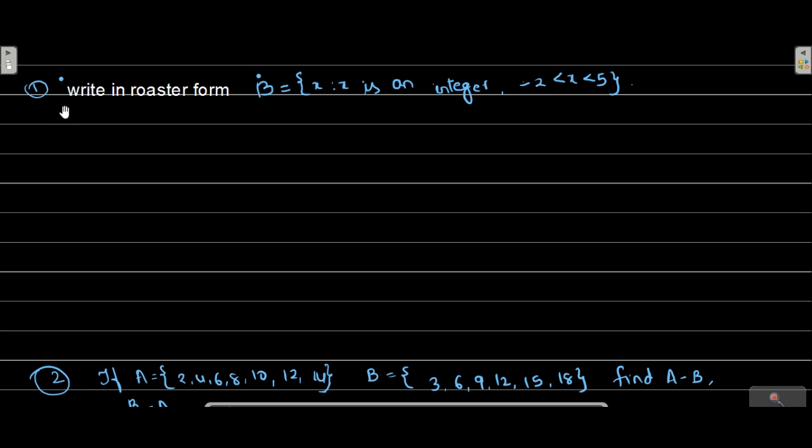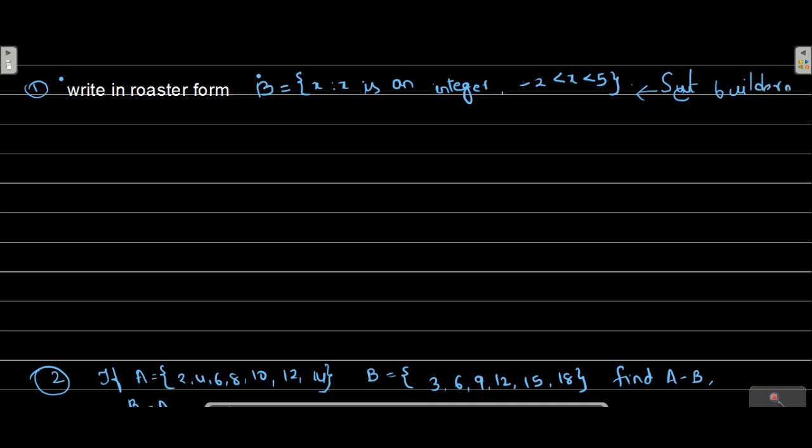Hello everyone, today in this video we will solve the remaining questions of the sets chapter. Write in roster form. If the set is given like this, B is equal to {x such that x is an integer and the values are given from -2 to 5}. So which form is it? It is in the set builder form. This form is called set builder form because here we have given the rule. So this is set builder form.